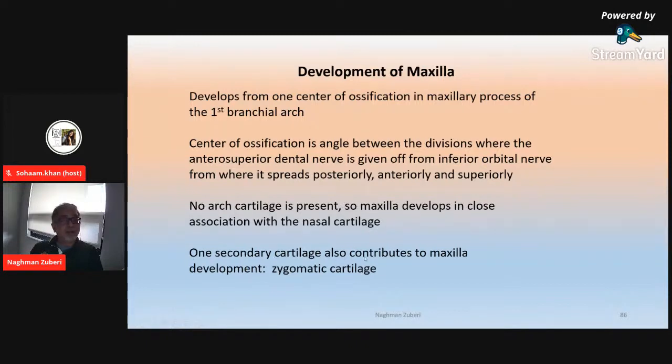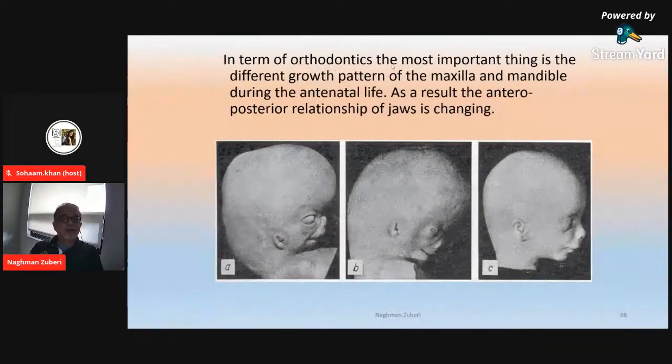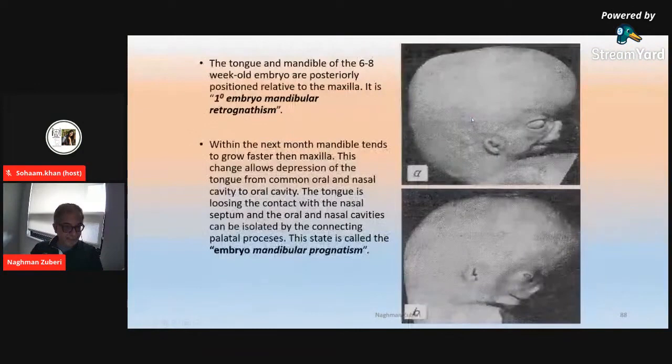One secondary cartilage also contributes to maxillary development, that is the zygomatic cartilage, which later is going to be replaced by the bone. In terms of orthodontics, the most important thing is the different growth pattern of the maxilla and mandible during the antenatal life. As a result, the antero-posterior relationship of the jaws is changing.